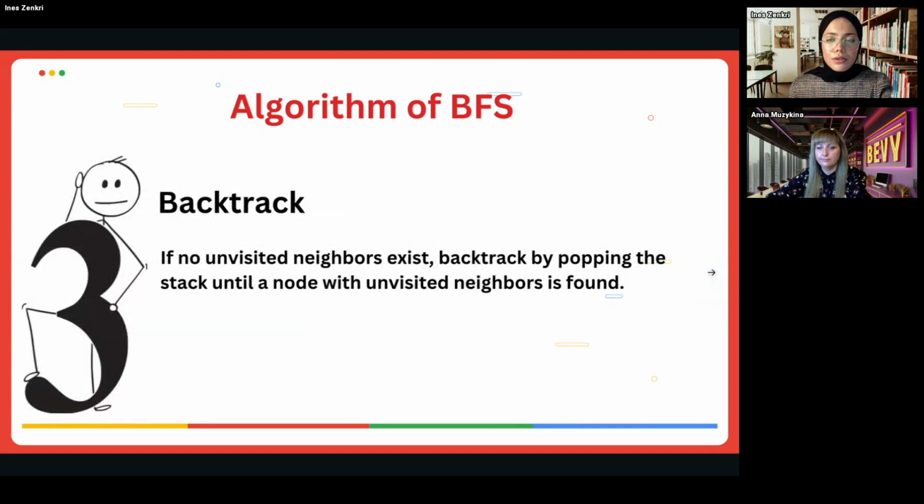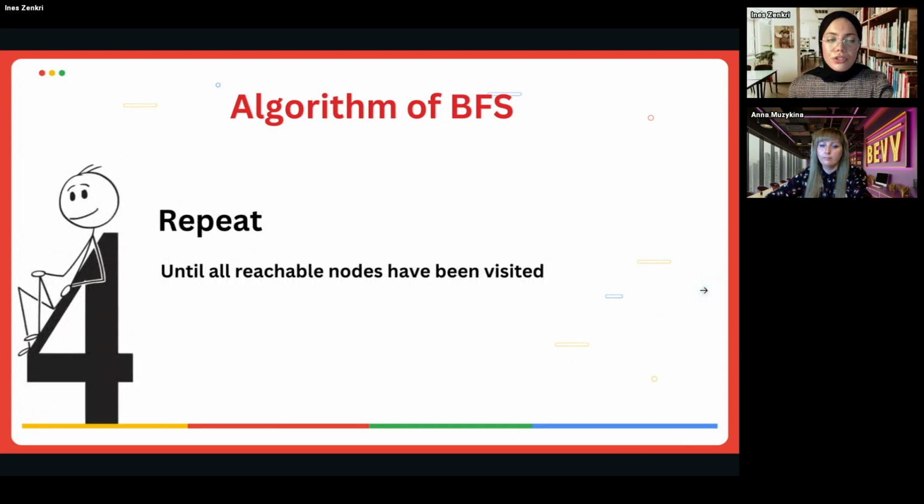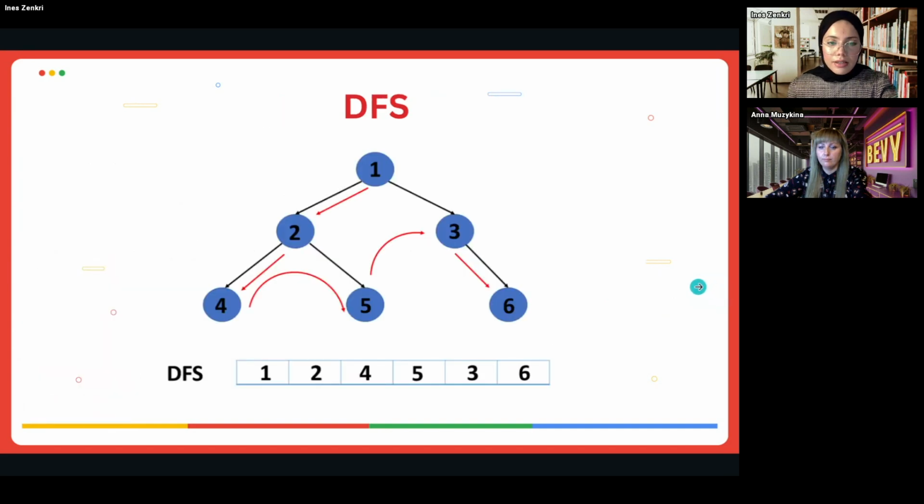And as a third step, we do backtracking. If we are done with the first node whose neighbors we analyzed, we just pop it from the stack because, as said, it's LIFO, so the last in, first out. If we are done with the node, we just pop it right out and see if we could find any branches from the last node. And fourth, we just repeat the whole process. And here is the logic.